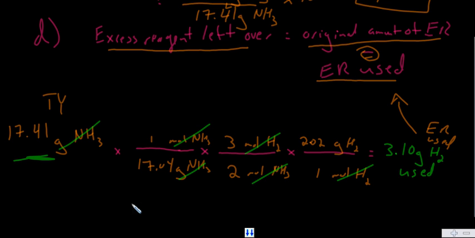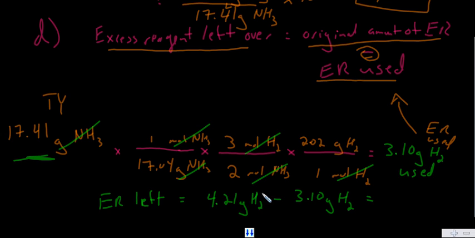So how much excess reagent is left over? It's the original amount that we had. We started this reaction with 4.21 grams of H2, and then how much was used? 3.10 grams of H2. How much was left over? 4.21 minus 3.10. So 1.11 grams of H2 left over. And there's your final answer.